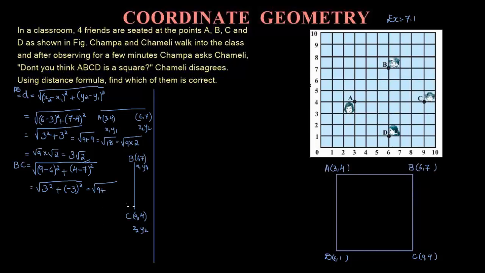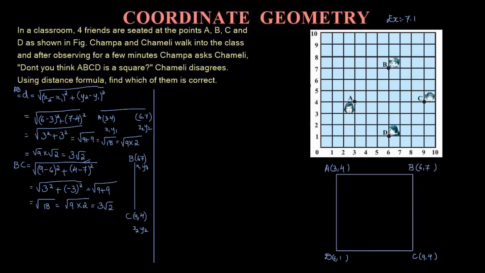minus 3 squared, which is minus 3 into minus 3. Minus into minus becomes plus, and 3 into 3 is 9. So we write the same thing here: 9 plus 9 is 18. Again you can write it like this, and if you take this root separately for the two numbers, you get root 9, which is 3, and the square root of 2 is square root 2 only, because 2 is not a perfect square number.